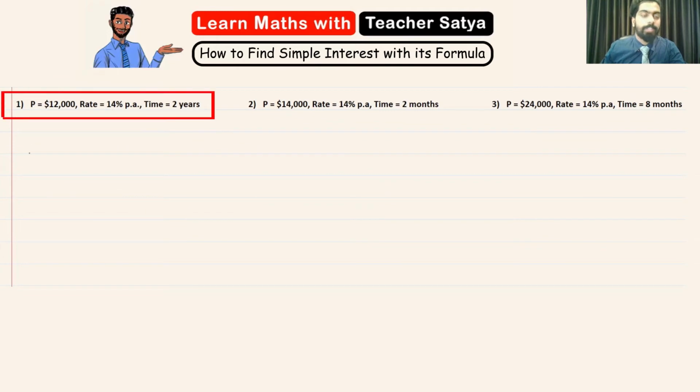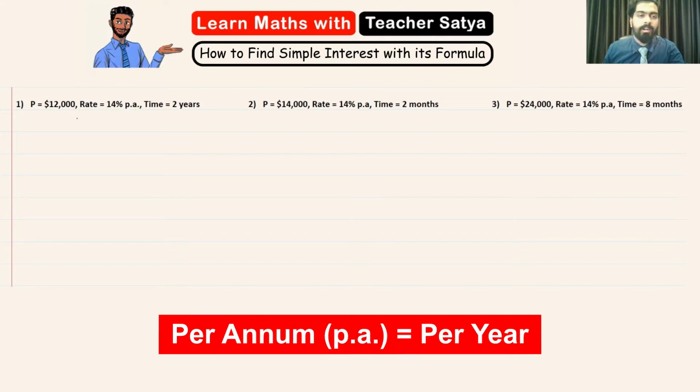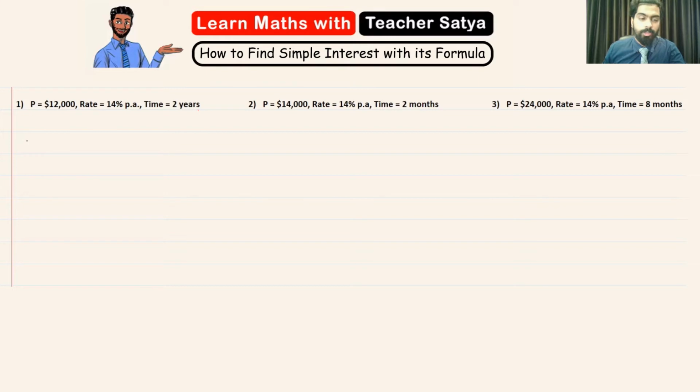Now, in question number 1, we see that the principal is $12,000. The rate is 14% per annum. That means 14% per year. And the time is for 2 years. So the duration is 2 years. Now, let's start off by writing the formula.